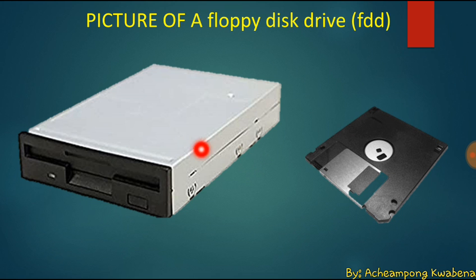So we have this one to be the floppy disk drive, and this is seen inside the system unit. And we have this one to be the floppy disk. This is not seen inside the system unit, but it's rather inserted into the floppy disk drive to either read or write information onto it. That's the floppy disk. So we insert the floppy disk into the floppy disk drive to read and write information.